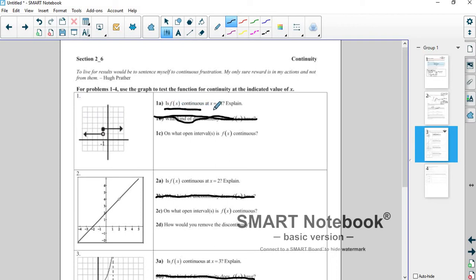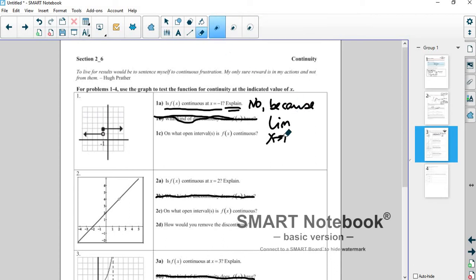Is it continuous at x equal -1? Explain. Now you can look and see it's not continuous because there's a hole there, right? But I want you to explain why it's not continuous. Well, the reason why, no, it's not continuous because the limit as x approaches -1 of f of x does not exist. That's why you don't have a limit. So that's what I mean by that. I want you to give me that information.